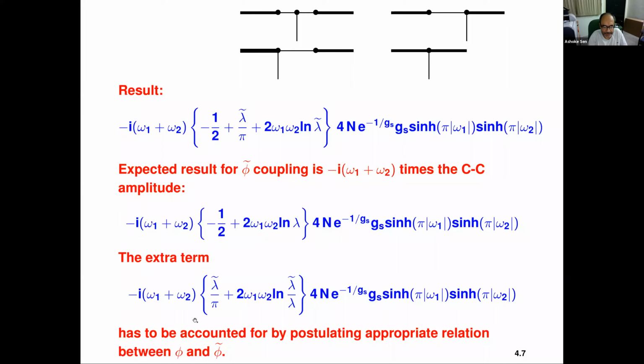And this extra piece has to be accounted for by postulating an appropriate relation between phi and phi tilde, because as far as the phi tilde coupling is concerned, it should be just this. So what we will discuss now is how to find this appropriate relation between phi and phi tilde that will get rid of this extra piece.